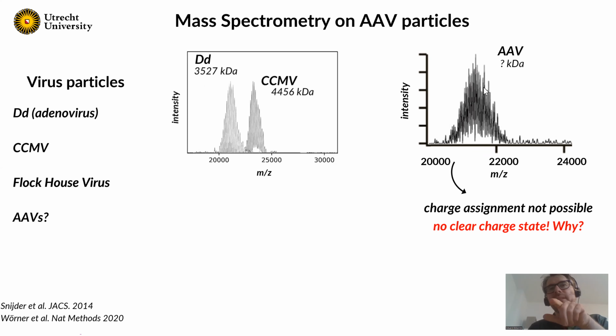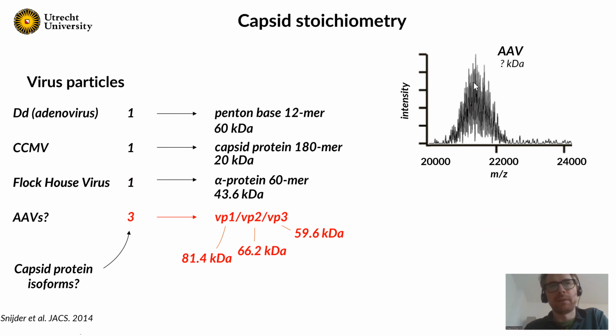So why can we not nicely see these charge states, which we saw before in the other ones? Why for the AAVs is this not working? And from this also we cannot calculate any mass in the end. Well, actually in hindsight that kind of makes sense, because if we look at the previous particles, they all had an isoform subunit. So they had one protein subunit, which was the same mass for the whole capsid. For the dodecahedron, we had this penton base. The CCMV had a capsid protein, which was just a single capsid protein for the whole capsid. And also in the flockhouse virus, there's this alpha protein, which just has a single mass for the whole capsid.